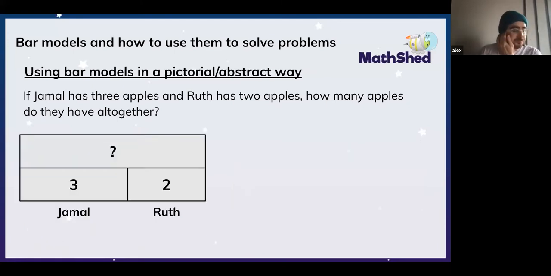Now, finally, this is where we can see that you can phase through using bar models and really scaffold well from concrete through pictorial into abstract, because we have the bar model here, but alongside it, we can also use the abstract number sentence. So 3 and 2, again, is 5.